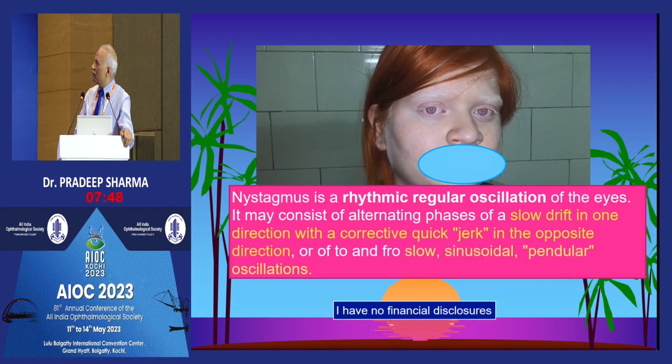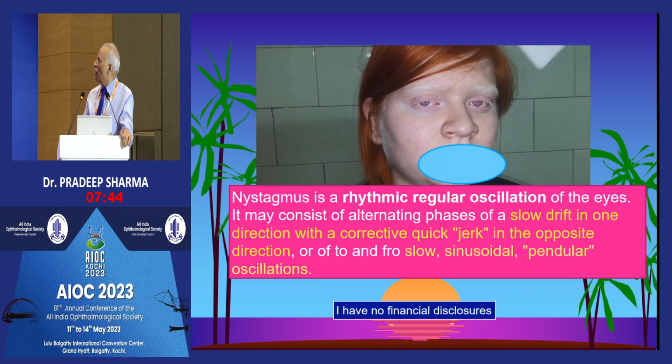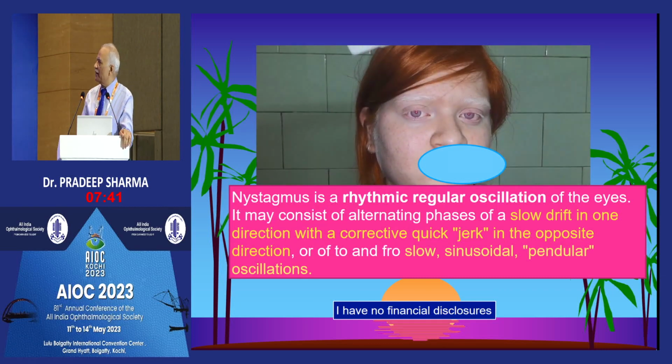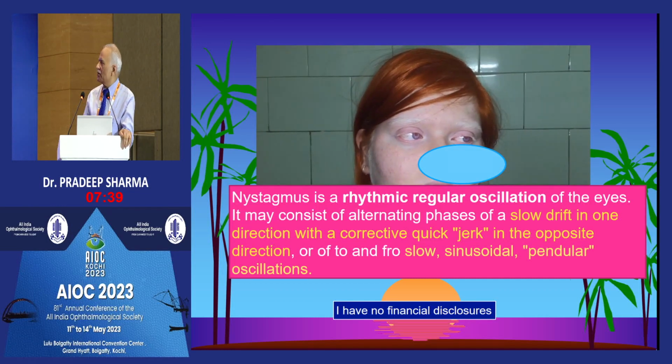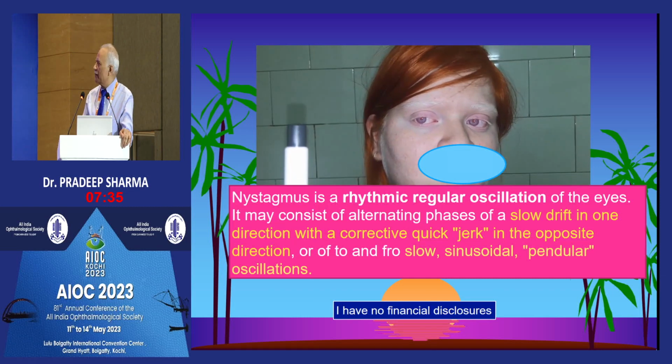As you all know, nystagmus is a rhythmic, regular oscillation of the eyes. It may consist of alternating phases of a slow drift in one direction with a corrective quick jerk in the opposite direction, or it may be a sinusoidal to and fro movement on either side.